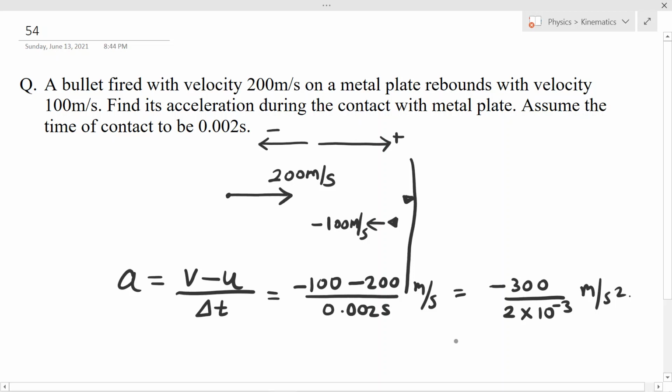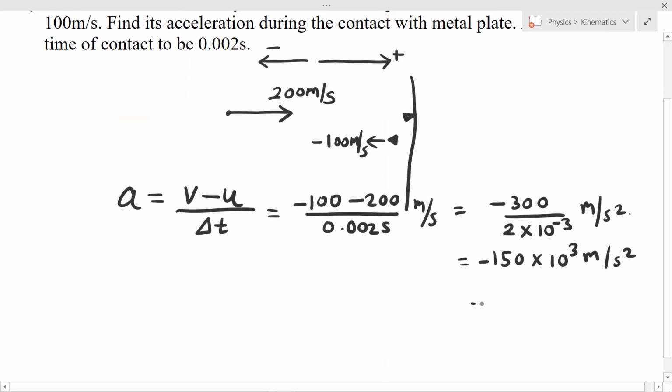So this is 150 into 10 to the power 3 meter per second square with a minus sign. I can also write this as minus 1.5 into 10 to the power 5 meter per second square. So this is the acceleration, and this acceleration is in the left direction as indicated by this negative sign.